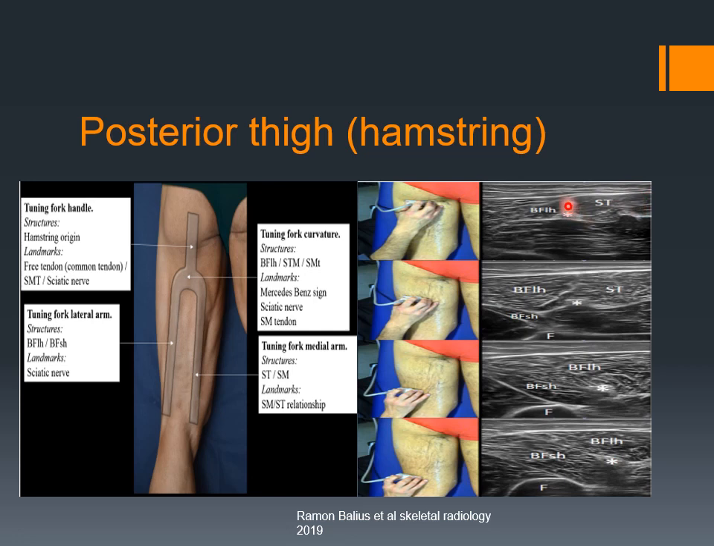So on moving to the lateral aspect, the only muscle seen at this area is the biceps femoris muscle, the long head, and the short head. As we move downwards, here the short head starts to appear. These are the two heads. The medial one is the long head, and the lateral one is the short head of the biceps femoris muscle.